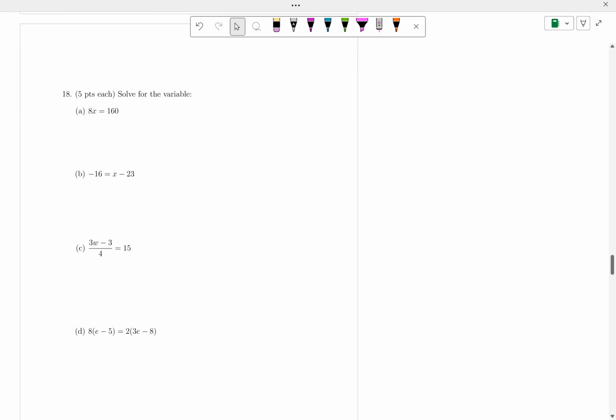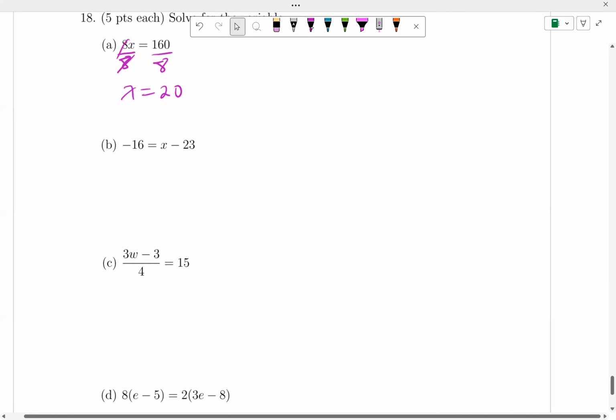Okay, moving right along, here's 18. We're solving for each variable in these equations. So for this one, divide both sides by 8. Those, of course, cancel. X ends up being 20 because 160 divided by 8 is 20. Remember, you always do the inverse operation, which means do the opposite of what's being done.